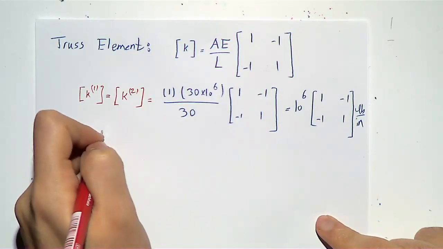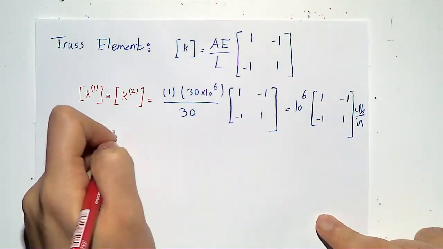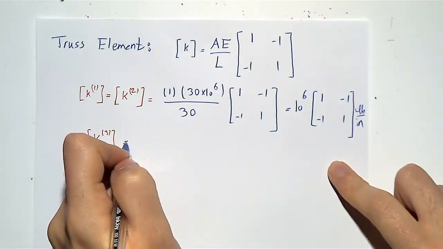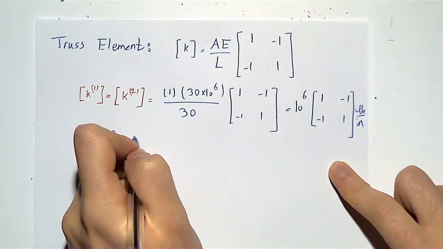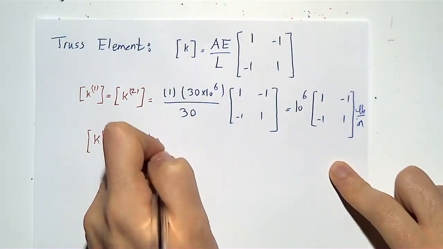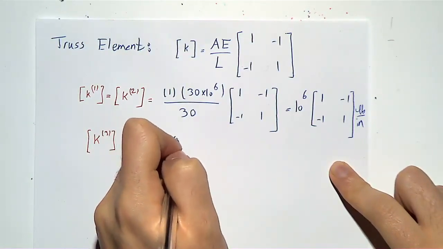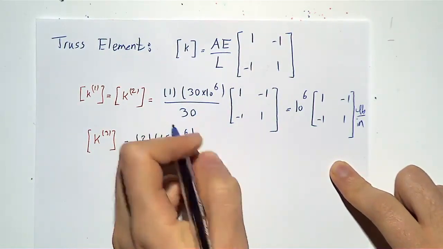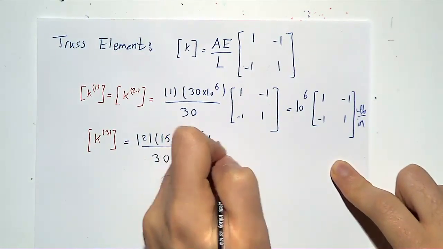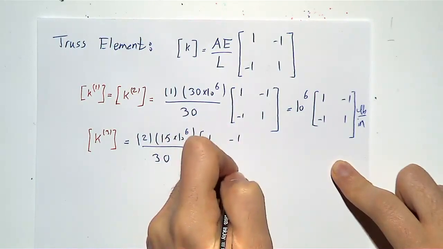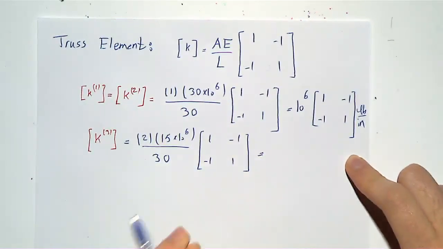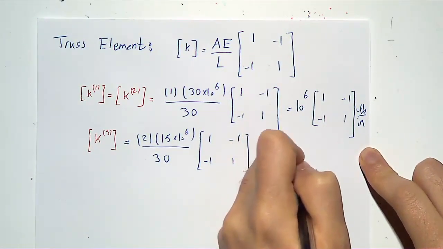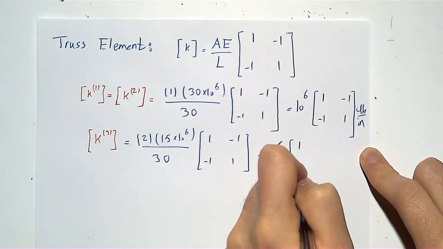I'm using the same equation for element number 3. Just the cross section and the Young modulus would be different. But in the end, the K matrix is all the same for these 3 elements.